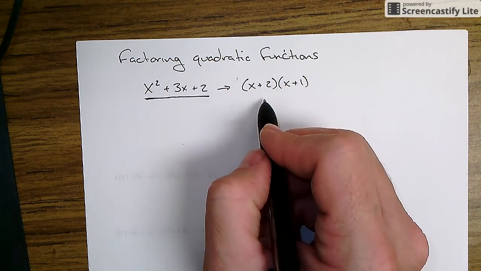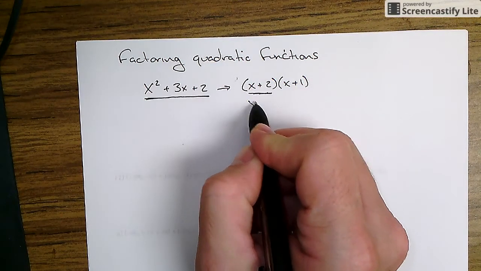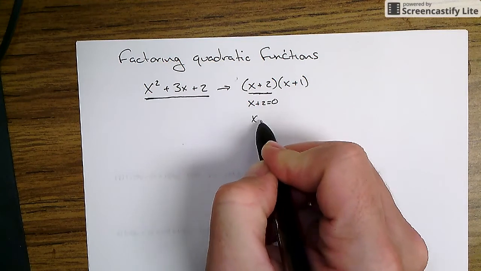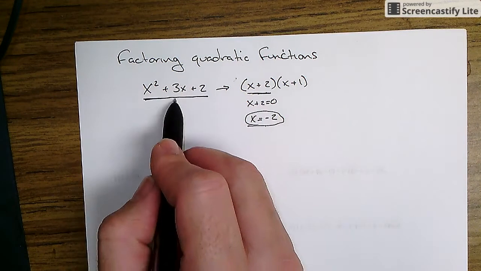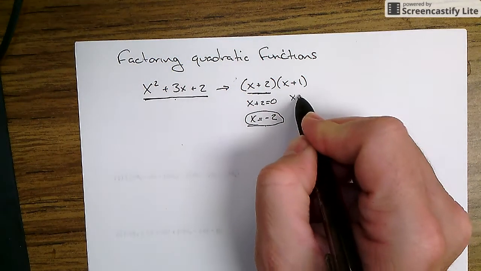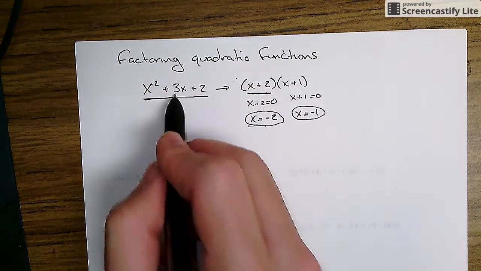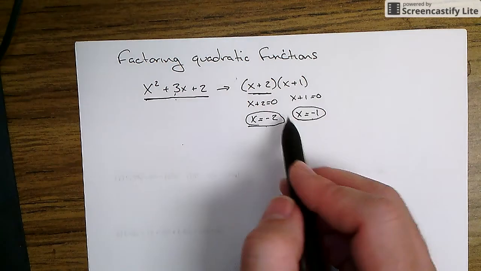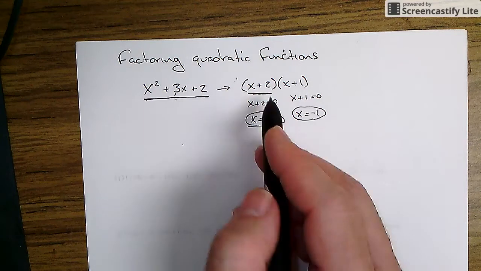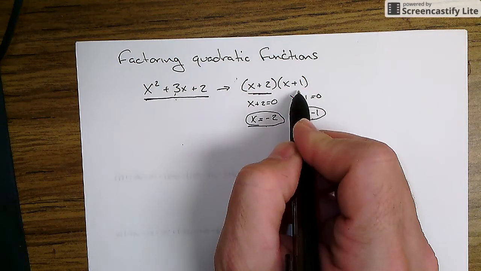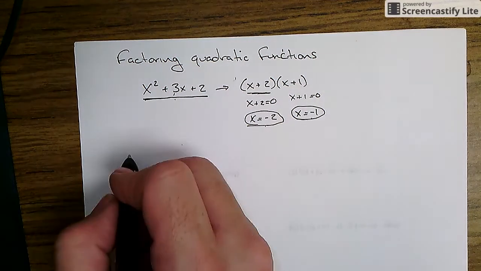And the ability to do this is important for a number of reasons, two of which are we could then set this expression equal to 0, so x plus 2 equals 0, solving x equals negative 2. And this is a real root of our quadratic function. Likewise, x plus 1 equals 0, x equals negative 1 is our second real root of our quadratic function. So that's one important reason why we need to understand how to factor quadratic functions. The other reason is we can then use this pair of factors and possibly simplify a rational function involving this quadratic equation.